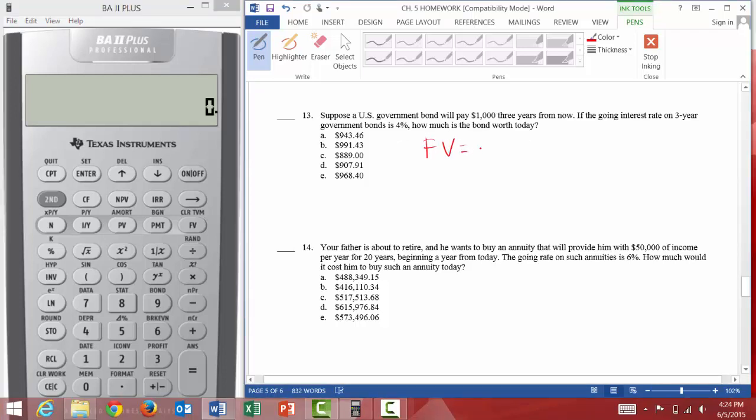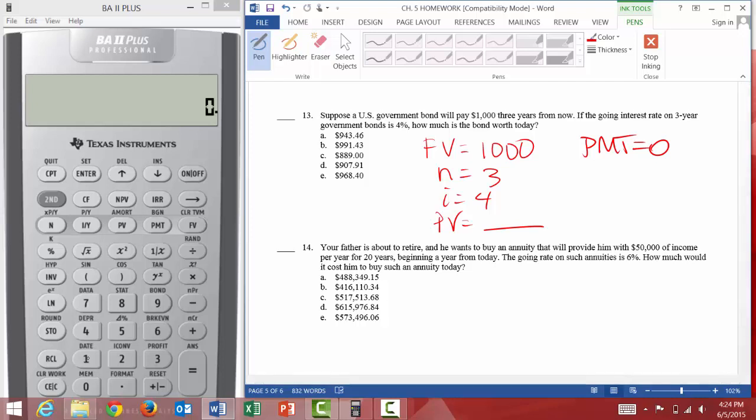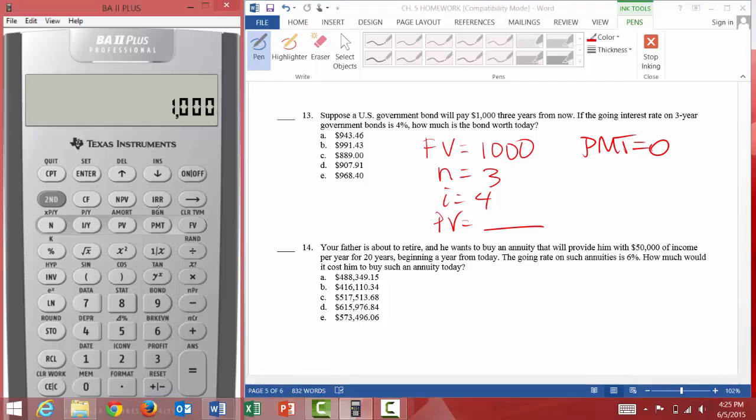So I know the future value is 1,000. It's 3 years in terms of it's a 3-year bond. The interest rate is 4, and we want to know the present value. And we don't need the payment because they didn't say there were any payments. So I'll go to 1,000 and hit future value, 3 and n, 4 in the interest rate, 0 in payment, and then hit compute present value.